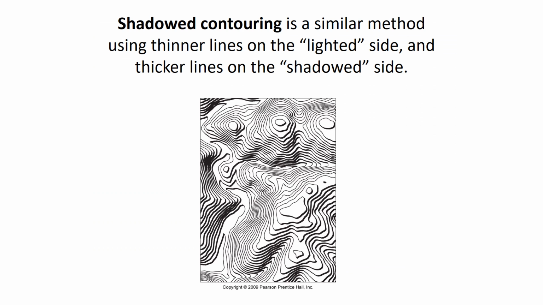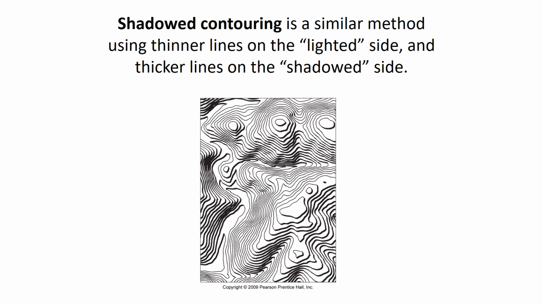A very similar method is shadowed contouring. While Tanaka's method had a white side and a dark side, this has a thinner line on the lit side, and a thicker line on the shadowed side. So it has a very similar kind of effect. The benefit of this method, I think, is that it doesn't require a gray medium tone to exist all across the map. Most of the base of this is white, and then the rest of it is just black.